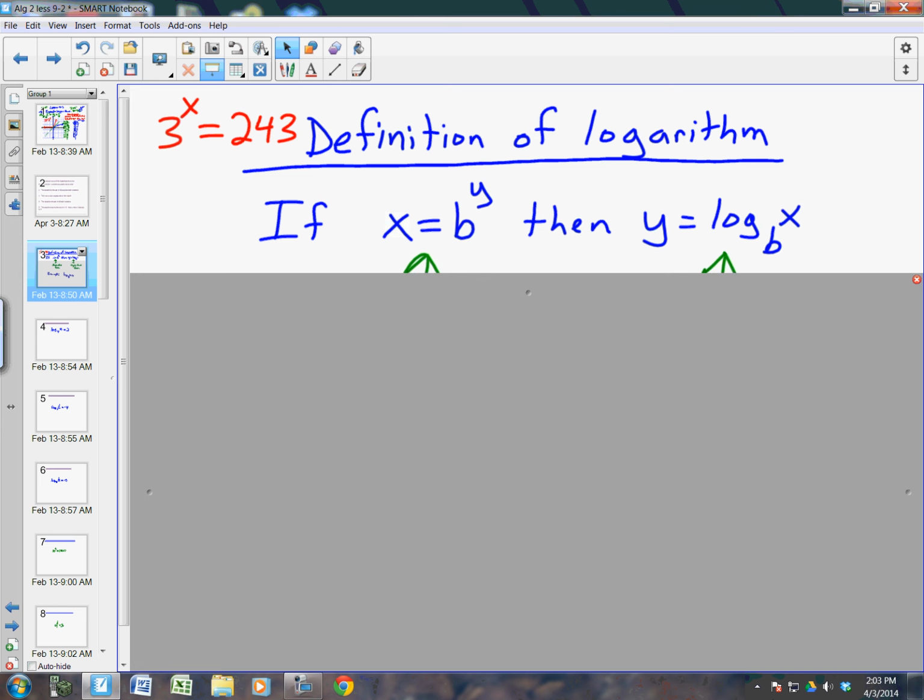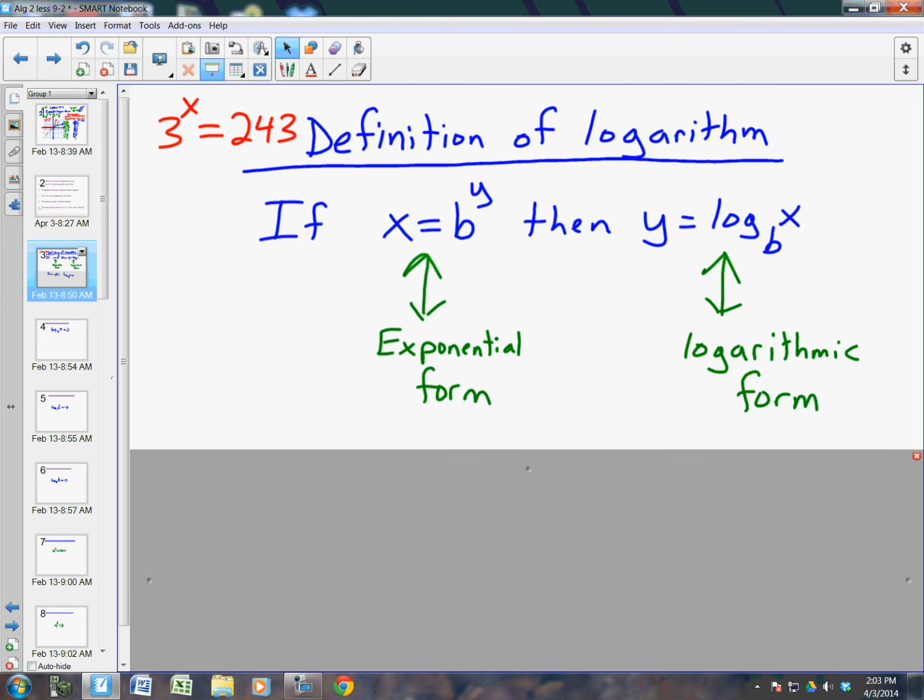Well, you don't put it in your calculator like that. You have to put it in logarithmic form. And that's what we're going to learn about next. We are going to learn about the definition of logarithm right here. I want you to write this down. Okay, we have if x equals b to the y, then y equals log base b of x. This is the most crucial part to understanding the lesson today.